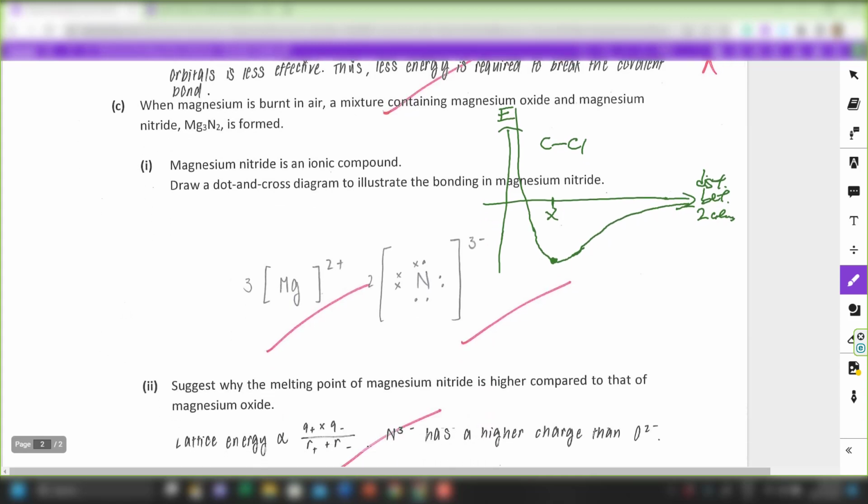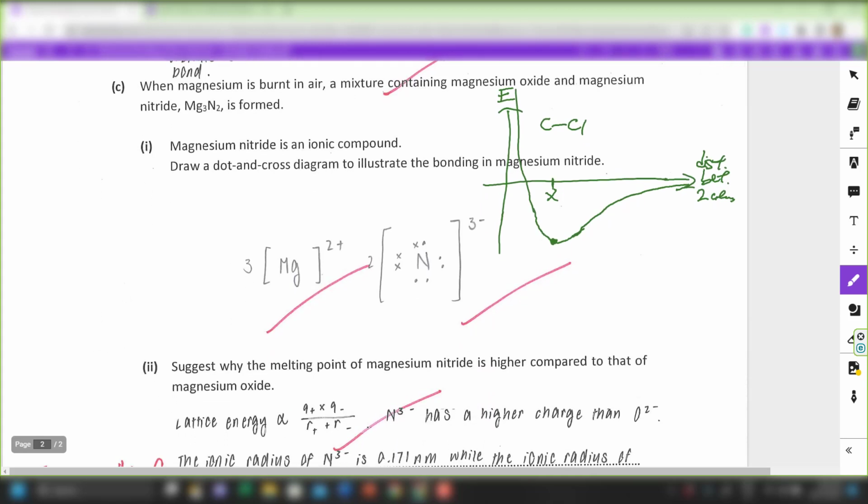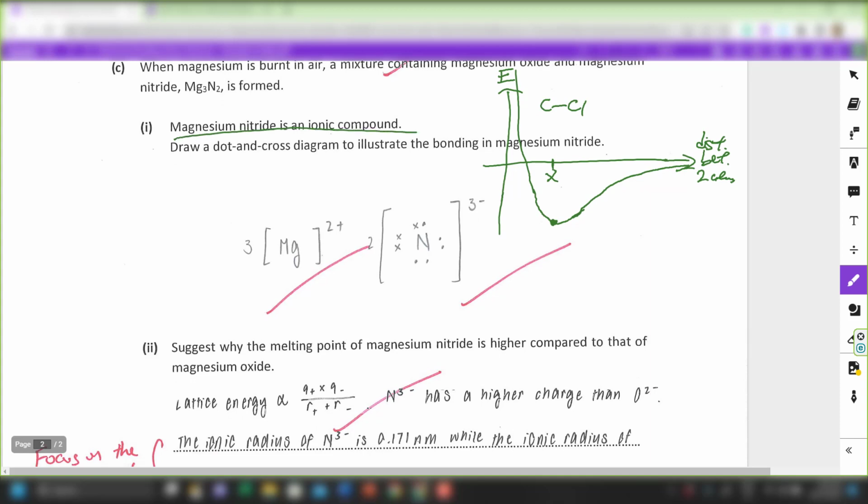Okay, and then moving on to part C: when magnesium is burnt in air, a mixture containing MgO and magnesium nitride is formed. So magnesium nitride is an ionic compound. You were already told that it's an ionic compound, so there's no debate about it. So the dot and cross, if you recall from the lecture, magnesium having lost its 2 valence electrons, you shouldn't be drawing the valence electrons from the second principal quantum shell. So you just leave it empty, like what is being illustrated here.